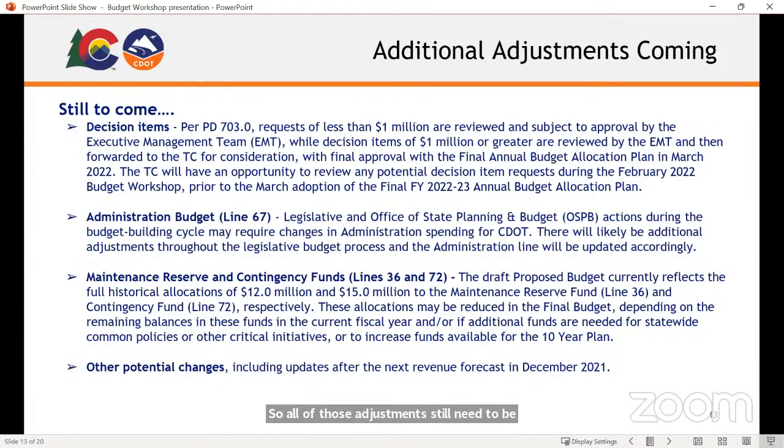Administration budget, the governor's budget request gets submitted on November 1st.